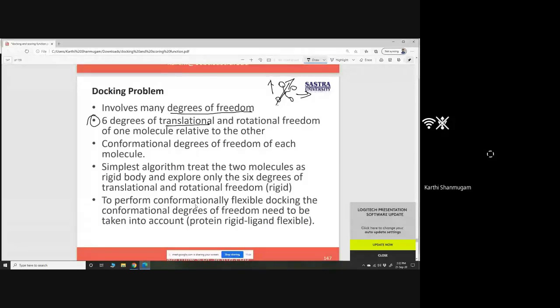One more action I can perform on this molecule is to rotate it. Physically, I can rotate the molecule. I can rotate the molecule again in the x-axis.